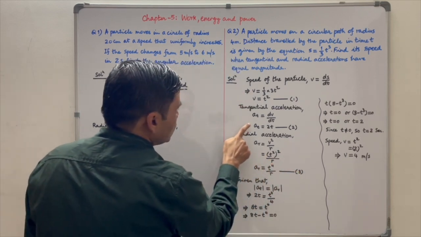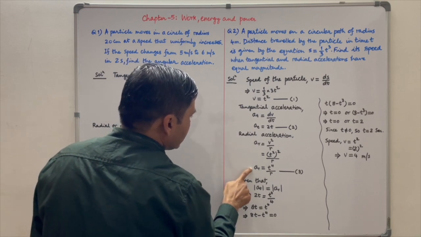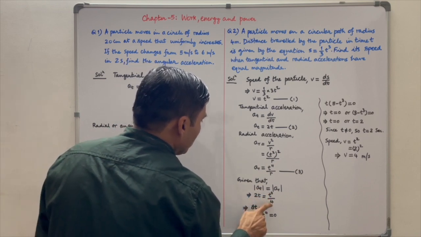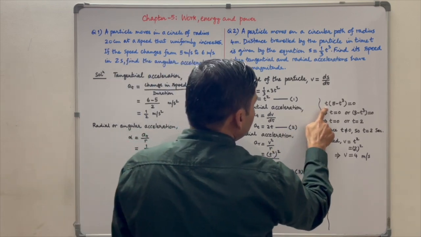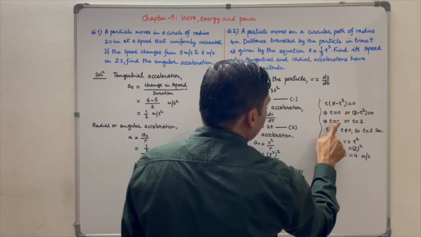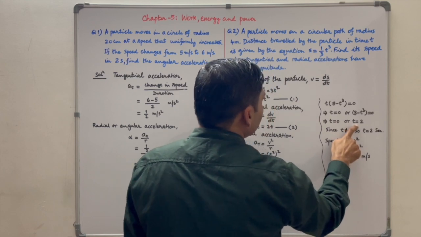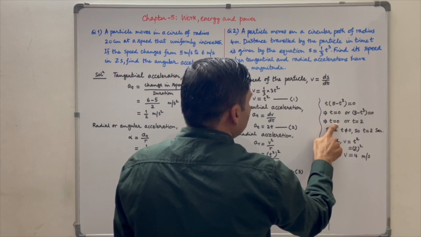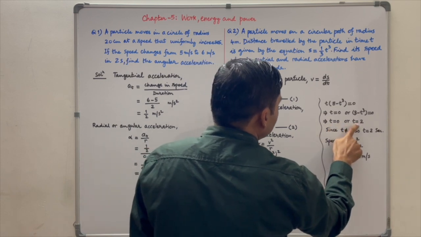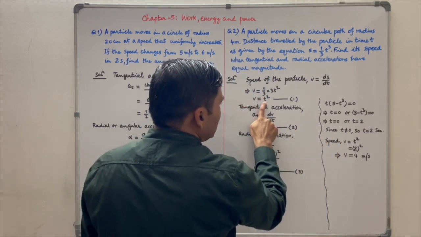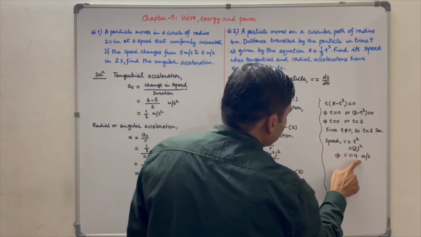It is given that magnitude of tangential acceleration and radial acceleration are same. That means 2t is equal to t to power 4 upon 4, or t into (8 minus t cube) is equal to 0. That gives either t is equal to 0 or t is equal to 2 seconds. t is equal to 0 means at start v is equal to 0. Speed of the particle is 0. So we will not take t is equal to 0. We will consider only t is equal to 2 seconds. So speed of the particle v is equal to t square. Put t is equal to 2. So v is equal to 4 meter per second.